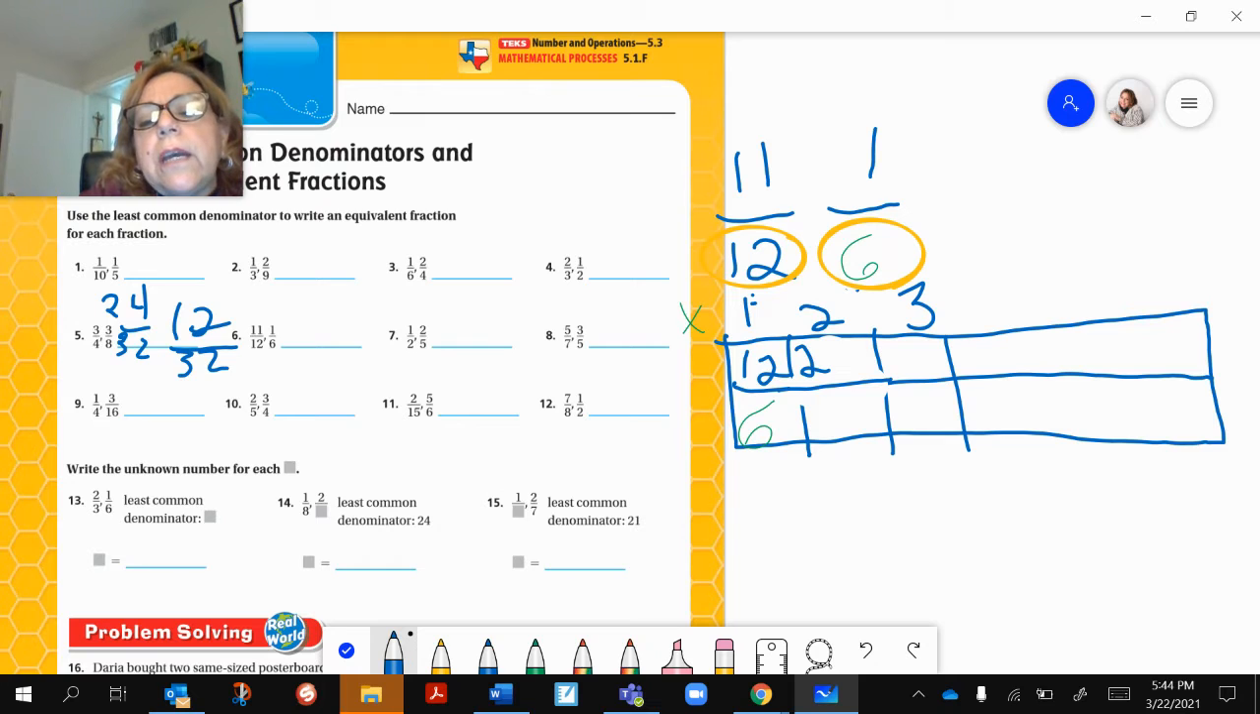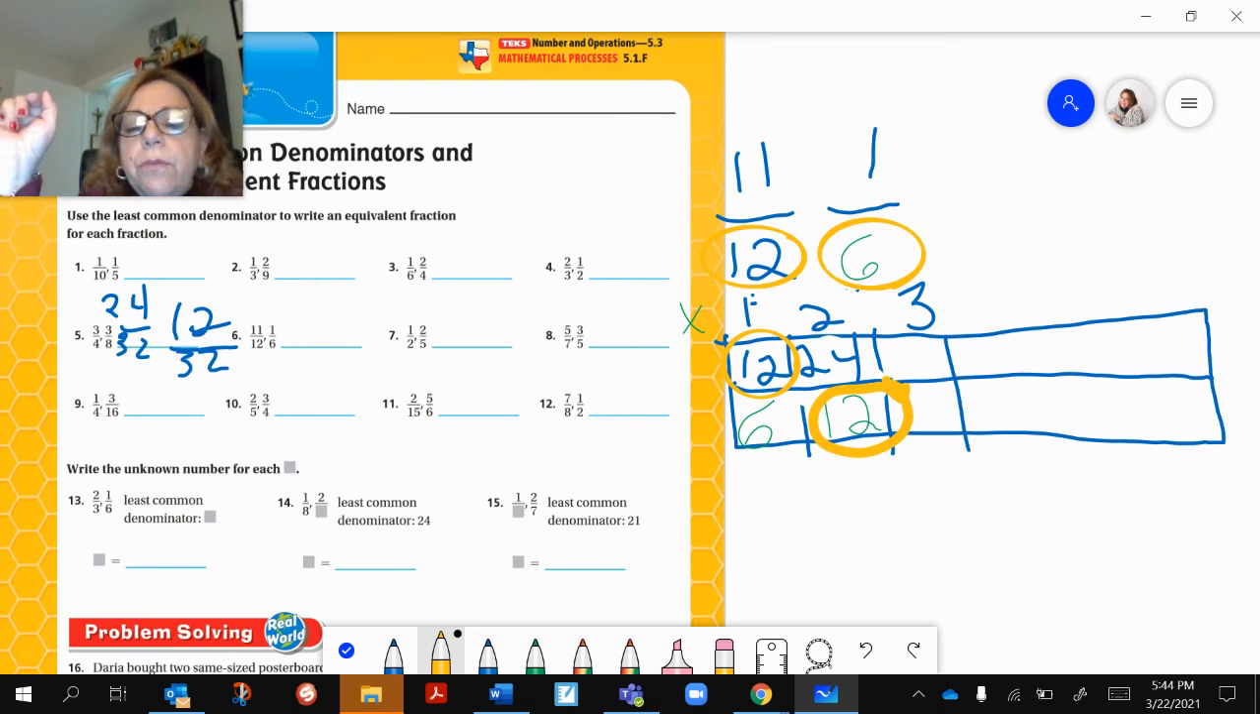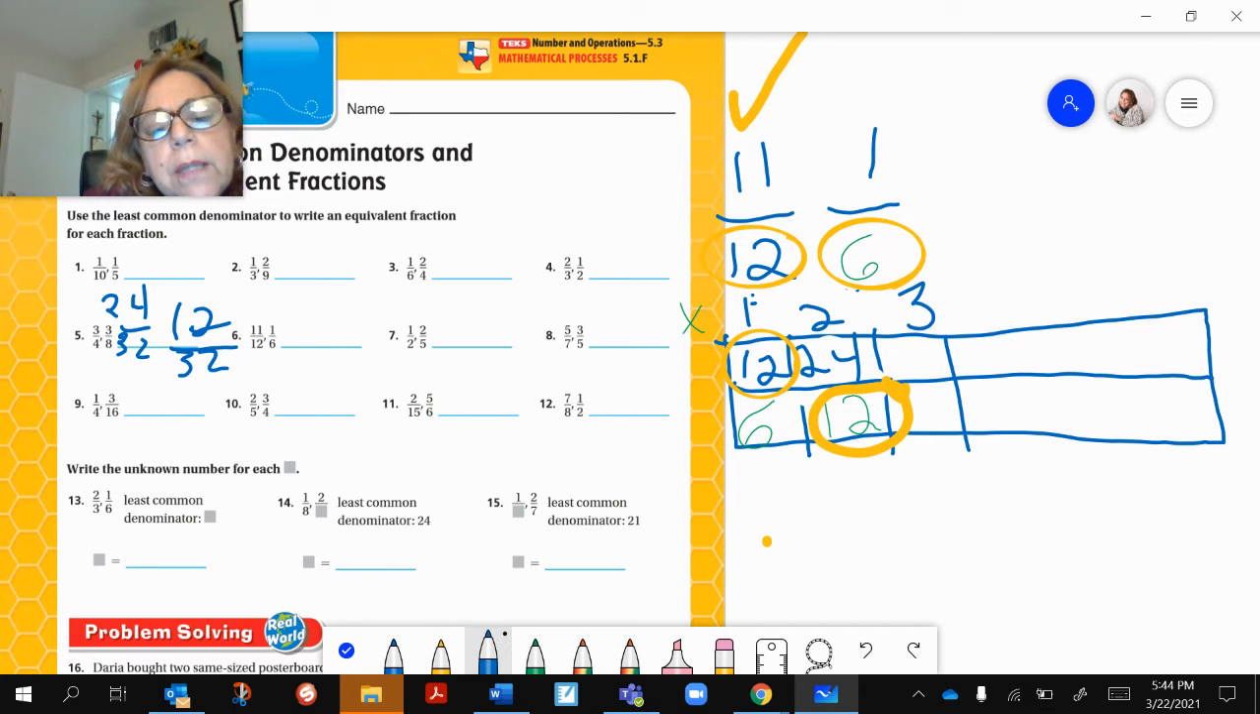Because I don't think I need to go any further. I have my 6. 1 times 6 equals 6. 2 times 6 equals 12. Do I have something in common right now? Absolutely. I have my 12 and my 12 right here. Those are in common. So this is going to stay the same, the 11/12, but my 1/6, I'm going to go ahead and bring my 1/6 down. Erase that part.